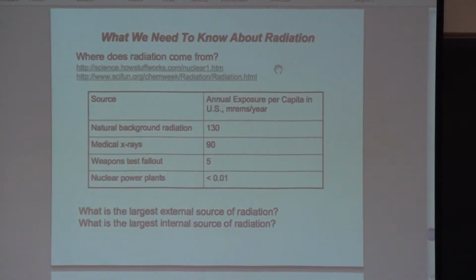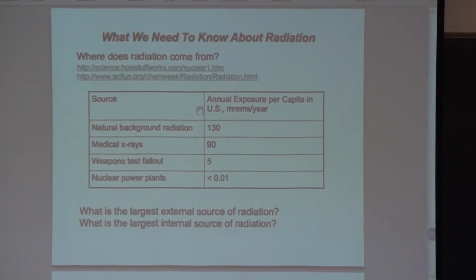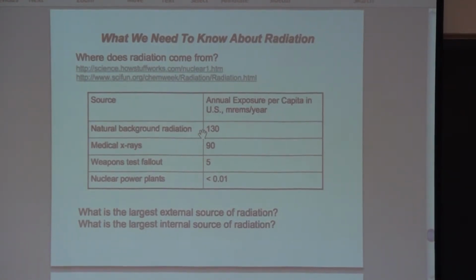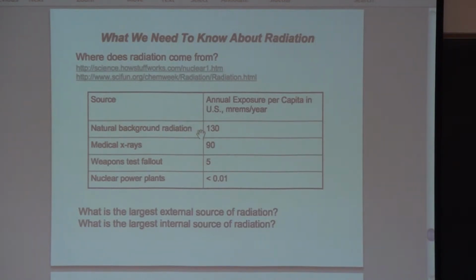Here are some sources of radiation. This is the annual exposure per capita in the U.S. in millirems per year. For natural background radiation, for example from the ground and from ourselves, 130 millirems per year. For medical X-rays, 90 millirems per year. From weapons test fallout, although they haven't tested weapons in 50 or 60 years, still about 5 millirems per year. Nuclear power plants, less than 0.01 millirems per year.